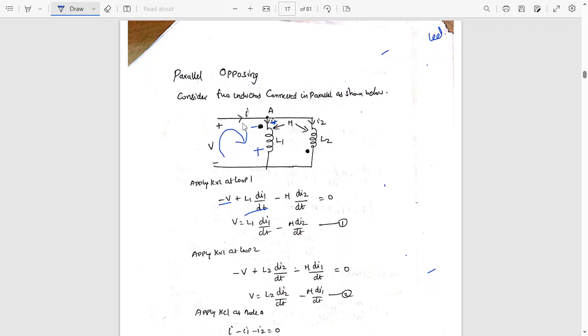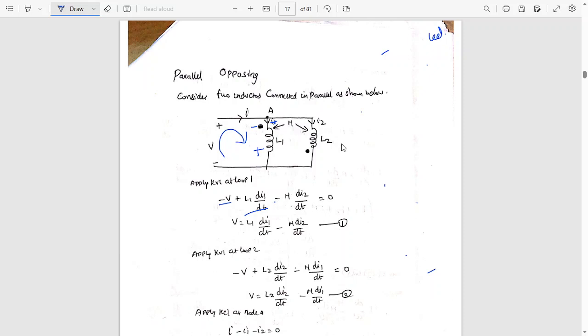This is the generated mutual induced voltage polarity based on the dot convention. The dot convention says that when the current enters the undotted terminal, the generated voltage in the nearby coil, positive polarity, will be at the undotted terminal. If I consider the clockwise direction, the current is entering negative, leaving positive, so it does not obey the passive sign convention, so I am writing minus.